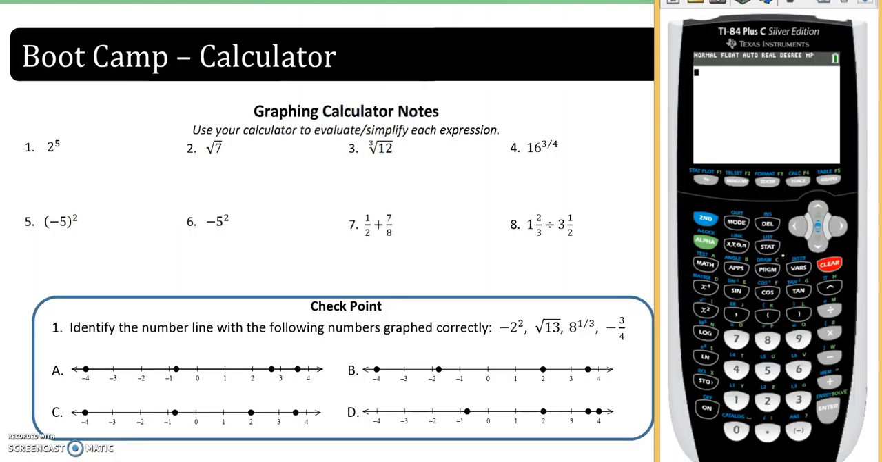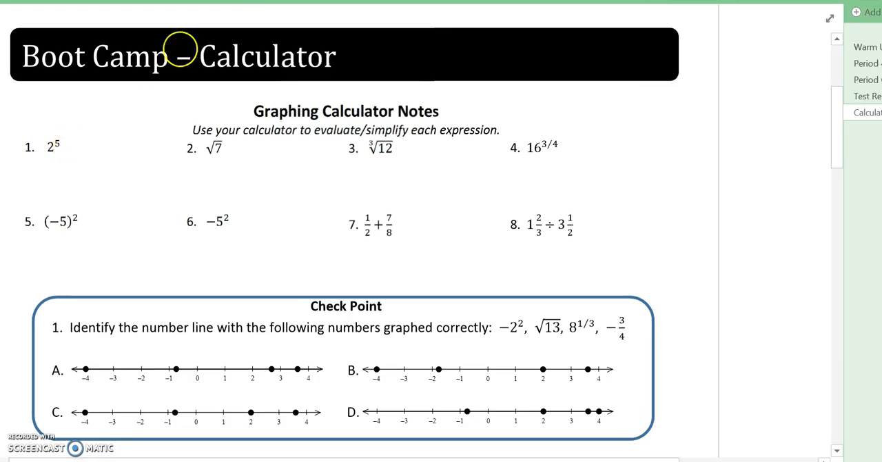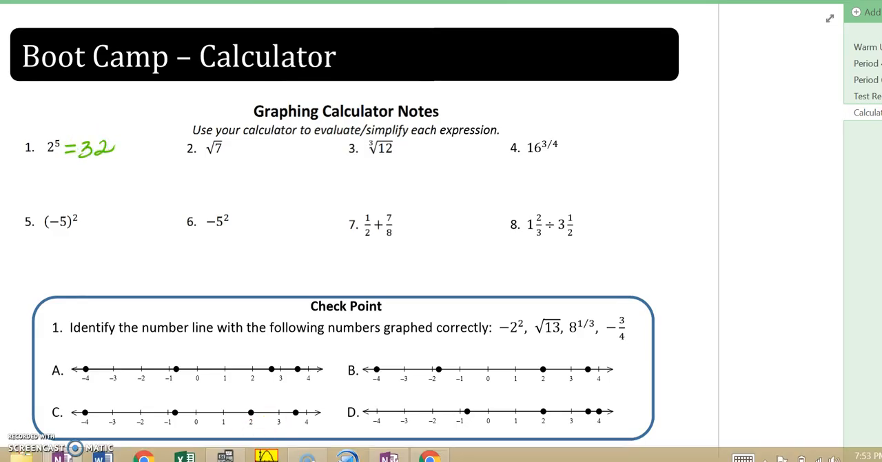Okay, on 1 through 8, we are just evaluating some expressions. So number 1, 2 to the 5th, you're just going to type 2. To get an exponent, you hit your caret key, and you type a 5. Hit enter, and you see that it is equal to 32. Okay, let's look at our next one.